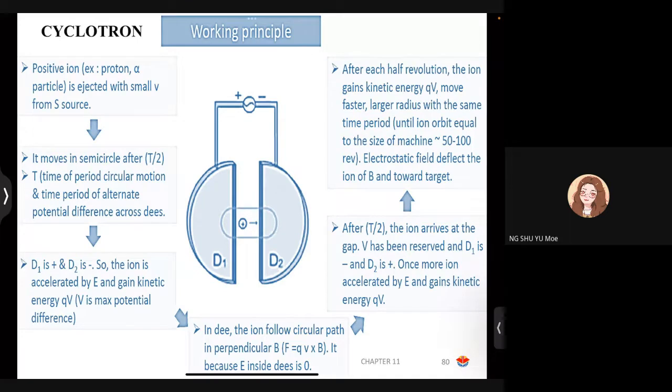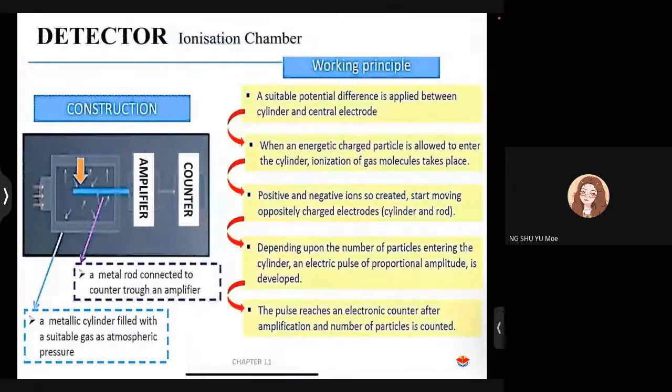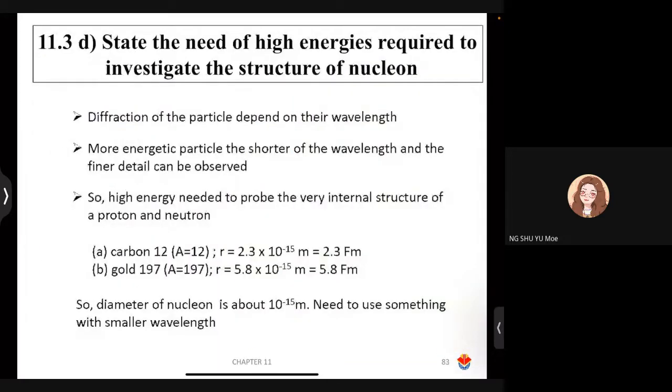So boleh baca, yang saya tak nak lah baca yang ni. Saya rasa yang ni awak just tengoklah secara macam ni. Sebab apa? Kira-kira je dalam awak punya ni. Ni pun sama state, nampak ni. State high energy required to investigate the structure of nucleon.